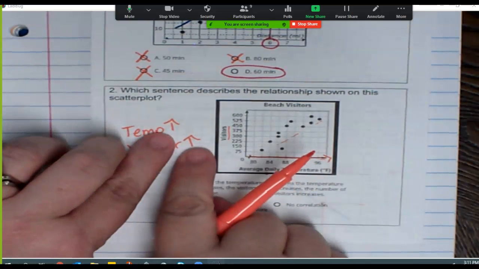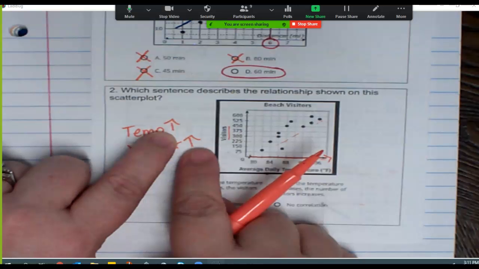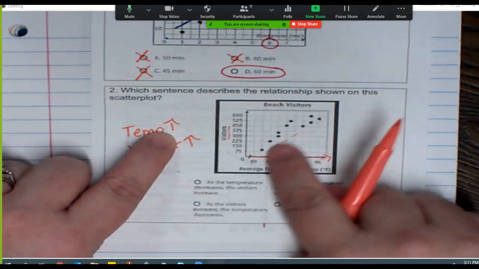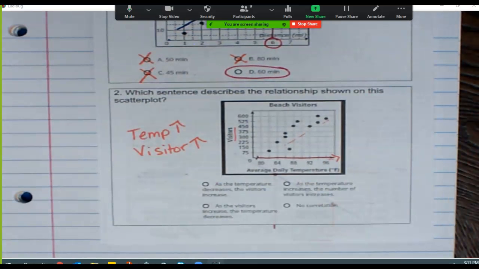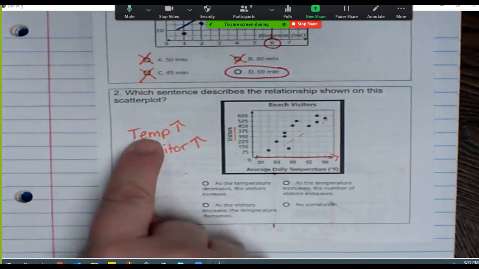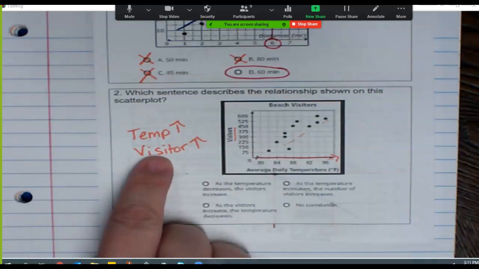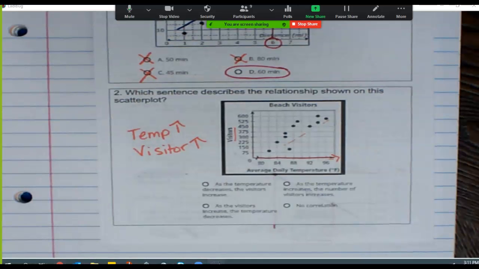So as my temperature goes up, my visitors go up. Notice, arrows going the same direction. What kind of association is that? That's positive. Does this graph show a positive association or correlation? Yes. So now we need to find out which one says that temperature goes up, visitors go up. Or could you even turn it around and say if the temperatures go down, your visitors are going to go down? It would be the same thing, right?